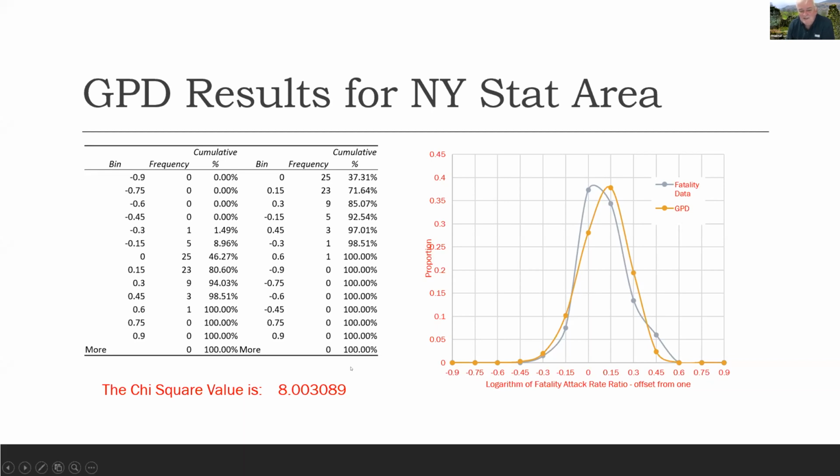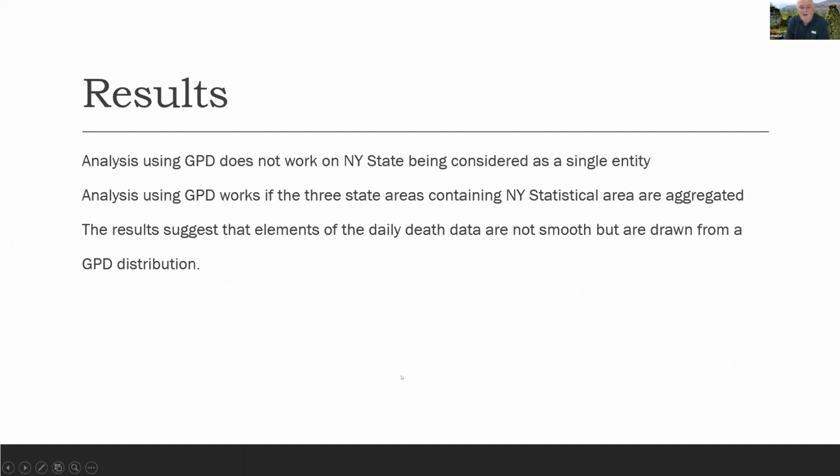Now, to me, this is just interesting, guys. I'm not standing up and saying this is exactly what happens. I just go in and enjoy looking at these types of things and seeing what I can predict and what I can't predict. The analysis using the GPD doesn't work on New York State being considered as a single entity. I don't think you can make an SAR model for just New York. I don't think that, if you've got a proper model, it's going to give you one that's going to work very well.